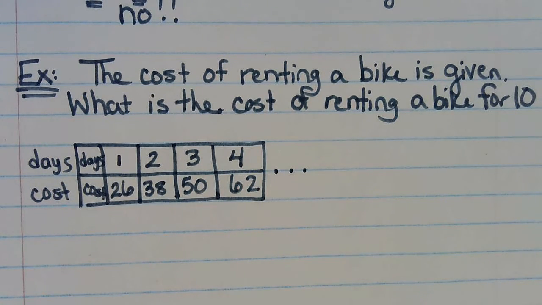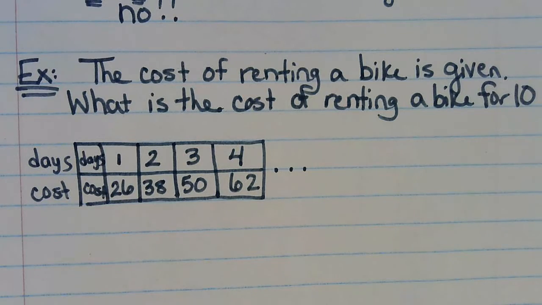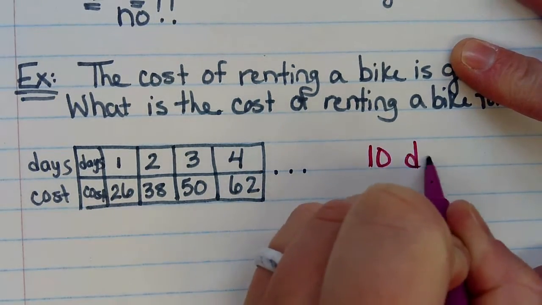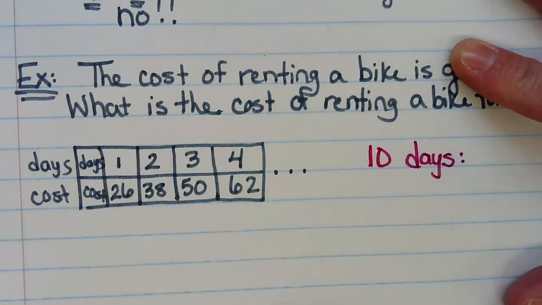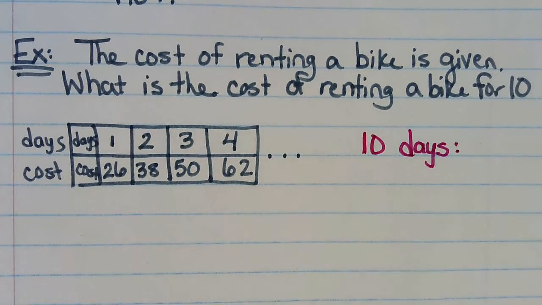So I want to rent a bike for 10 days. Maybe we're going to Mackinac Island and it's the only way to get around and I need a bike for 10 days. Seems like a long time to be on Mackinac Island, but that's okay. So if I want to figure out what the cost would be for 10 days, how would I do that? Or what could I do to figure out the cost of renting a bike for 10 days?